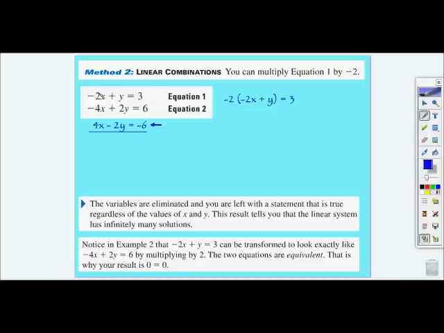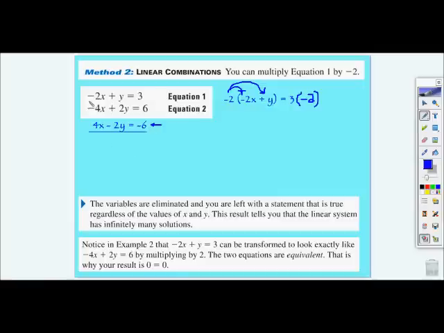The top equation now changed to, over here I'll show you with distributing, negative 2 times negative 2x is where I got my positive 4x. Negative 2 times a positive y is where I got my negative 2y. And then negative 2 times 3, because I need to do that to both sides of my balanced equation. So 3 times negative 2 gives me my negative 6.